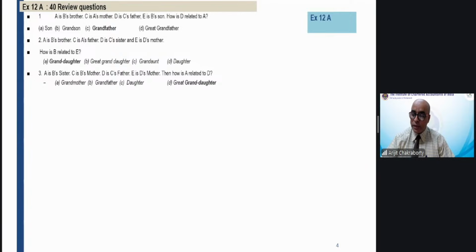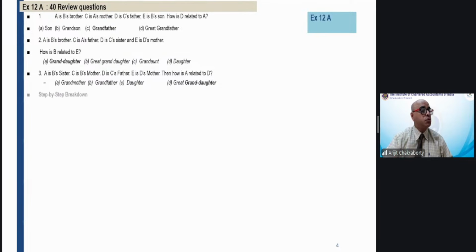So A and B, we can see, are siblings. C is the parent and D is C's father. So if I say D will be the grandfather, because we know D is male. Therefore D is the grandfather of A, or conversely, A will become the granddaughter of D.